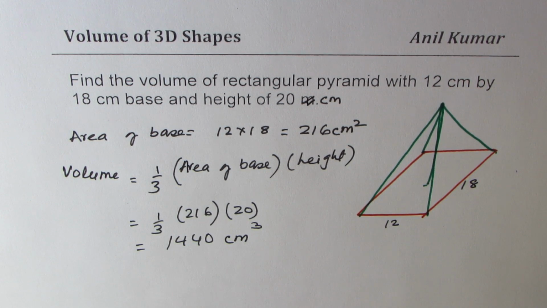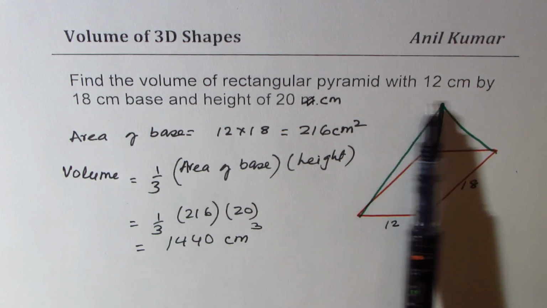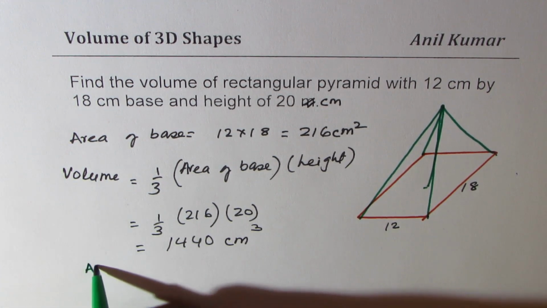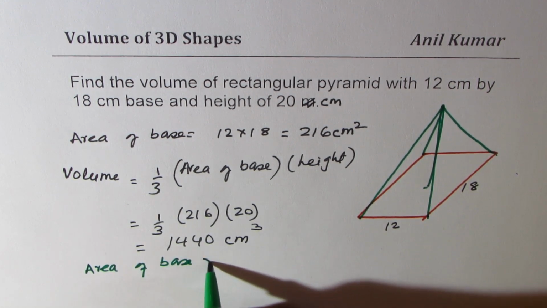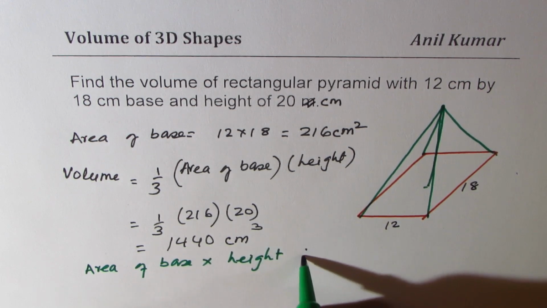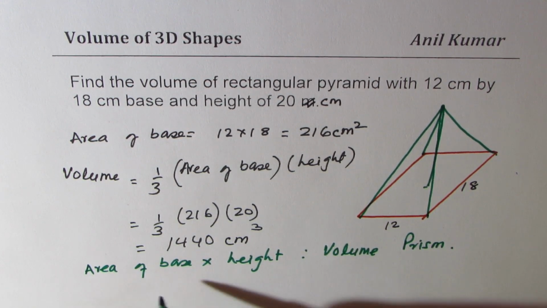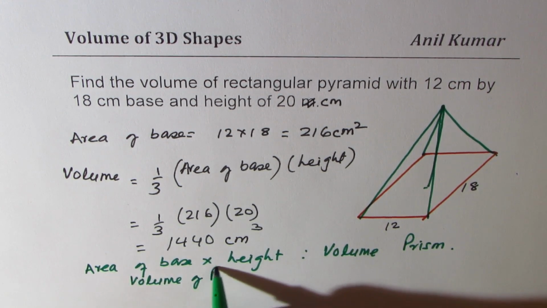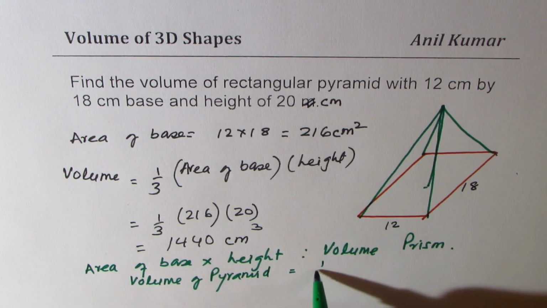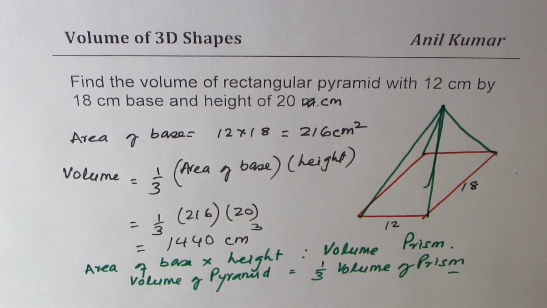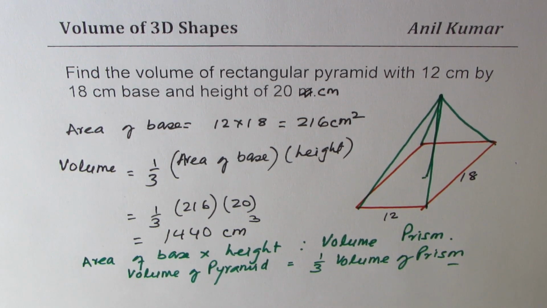The formula to remember is that for pyramids, it is always 1/3 of that of a prism. We get the volume of 1440 centimeter cube for the rectangular pyramid. I hope with this example, you understand how to find volume of 3D shapes. The basic criteria is to find area of base and then multiply it with height. That gives you volume of prism. And also remember that volume of pyramid is normally equal to 1/3 volume of prism. If you remember that, then it becomes simpler to solve such questions. I hope it makes sense.